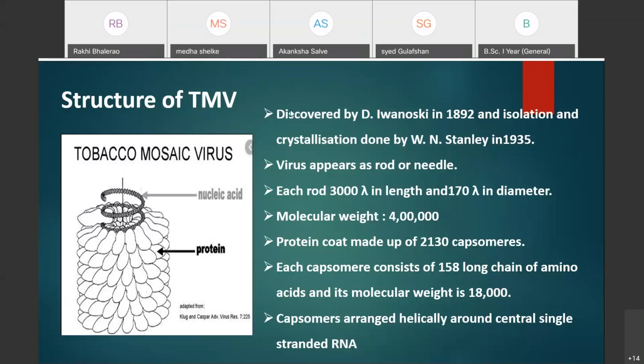This virus was firstly reported by D.J. Ivanovsky in 1892. And in the crystallized form, that is isolation and crystallization, for the first time it was done by W.M. Stanley in 1935. Tobacco mosaic virus was the first virus which was isolated and crystallized in the lab.